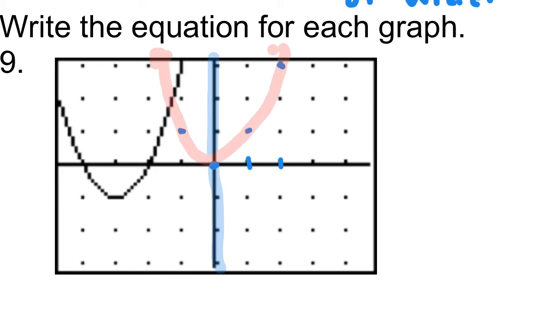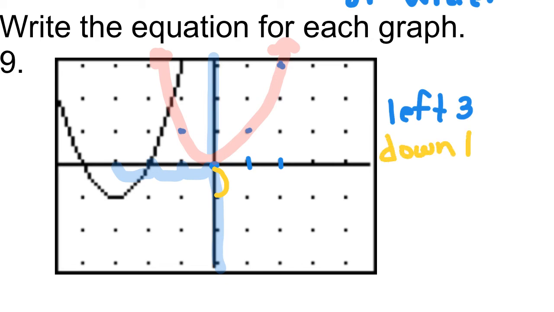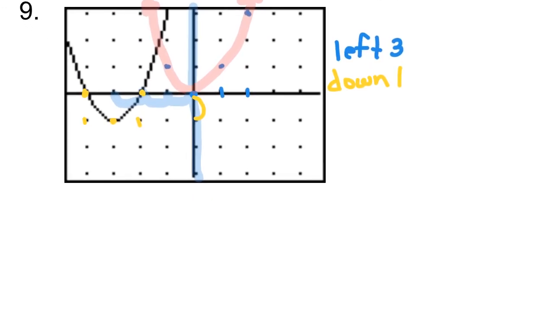So this is the original quadratic parent function. From there, we can see that it has shifted over 1, 2, 3 to the left. Secondly, it has shifted down 1. Now let's see if it is just as wide or just as narrow as the original. So 1 away should be 1 up. And it appears that it is the same width as the original parent function.